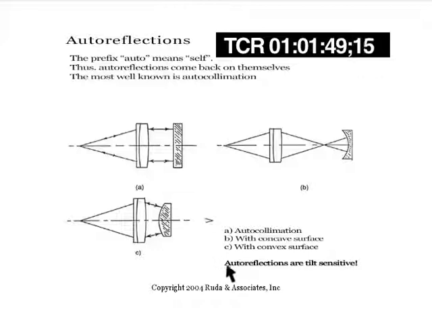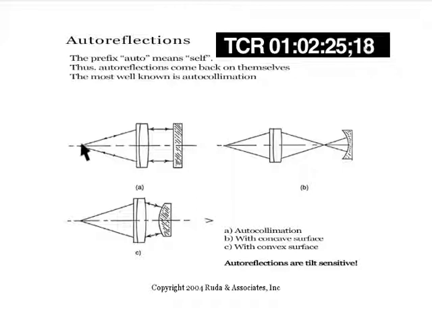The beam will come back and converge down right on top of the output point source. Now notice that I mentioned here that autoreflections are tilt sensitive. What that means is that if I take this flat mirror and tip or tilt it, the collimated beam will still remain collimated, but will come into the optical system at some angle other than 0 degrees. The result of that is that when the return image comes to a focus, that focused image could be above or below or to the left and right of the emanating point source.